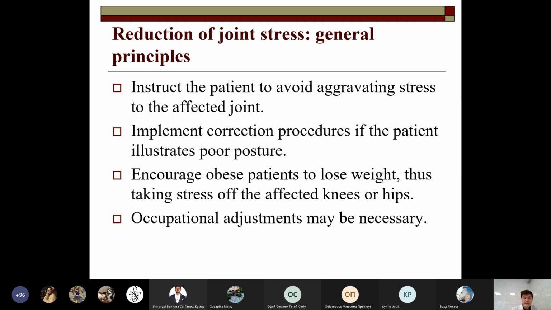On the slide you can see the general principles of reducing joint stress to improve well-being and quality of life. Let's illustrate this position in 4 general principles. First of all, instruct the patient to avoid aggravating stress to the affected joints. Secondly, please provide clear implementation of the correction procedure where the patient illustrates poor posture.